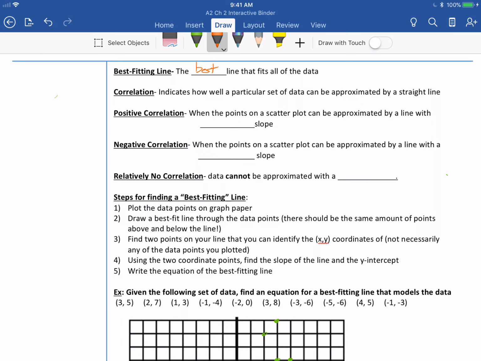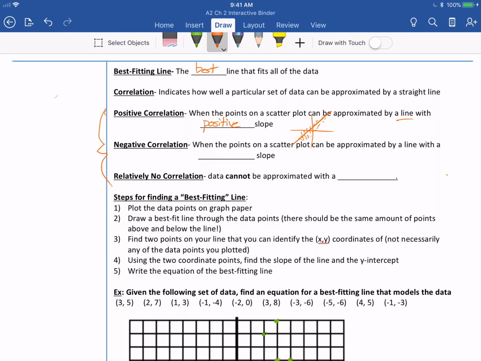There are three types of correlations that we're going to focus on here: positive, negative, and no correlation. A positive correlation is when the line that you approximate the data with has a positive slope. So if I have some set of data that looks like this, here's a bunch of different data points, and as you can see, this straight line has the same amount of points above and below. That's why that line has a positive slope.